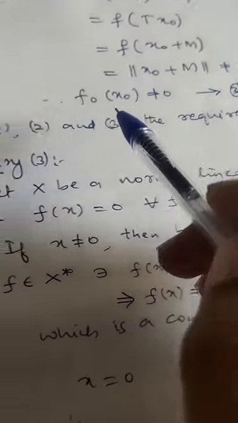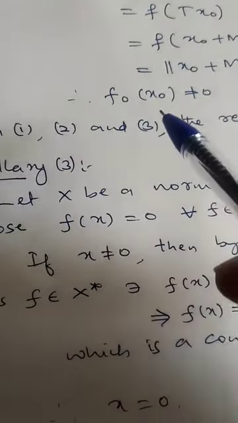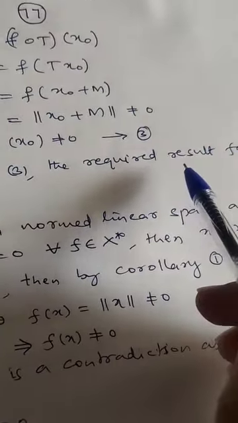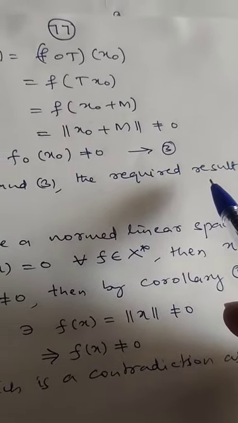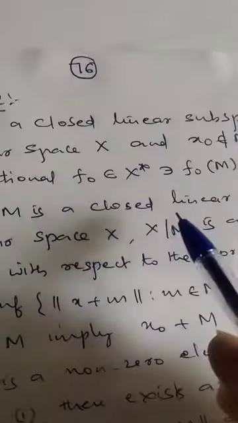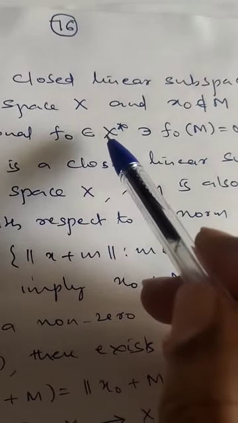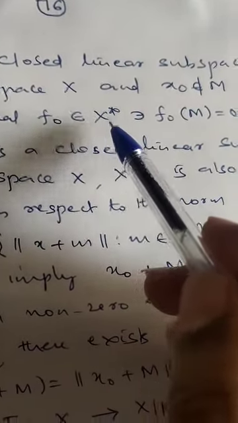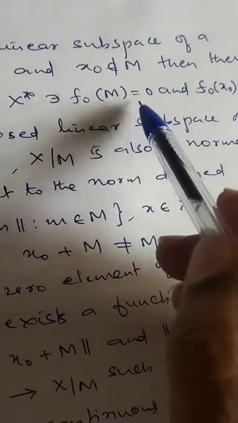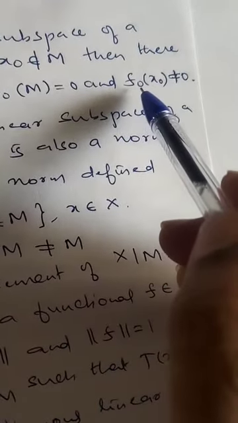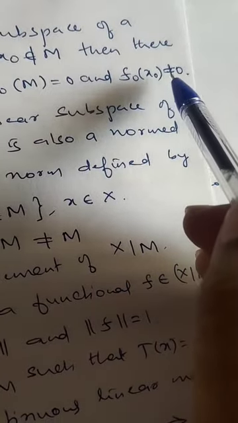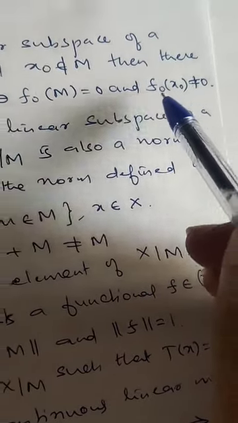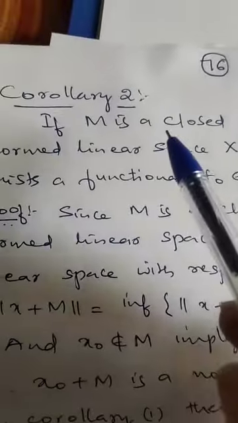So 1, 2 and 3 give the required result because the theorem requires that there exists a functional f naught belongs to X star, which we have shown in 1, and f naught of m is 0, which we have shown in 2, and now we have shown f naught of x naught is not equal to 0 in 3. Thus we complete the proof of this corollary.